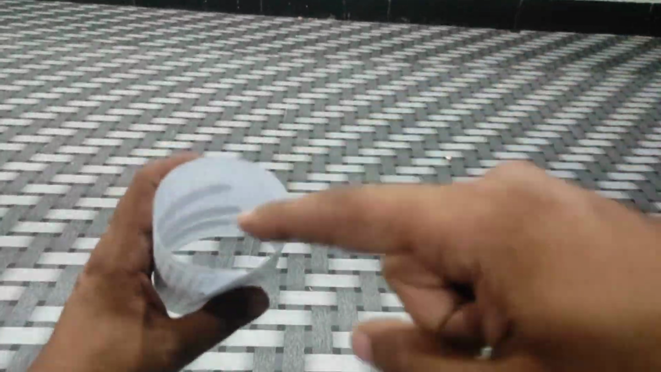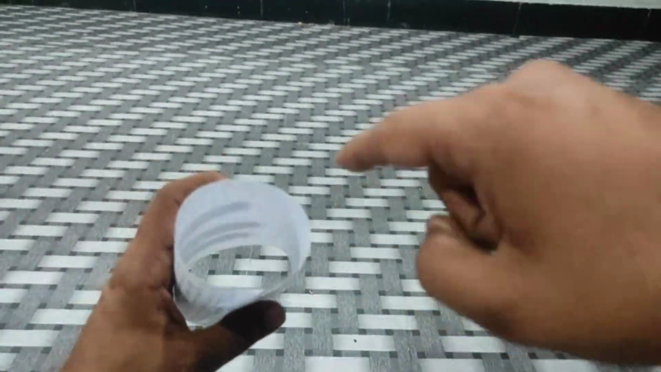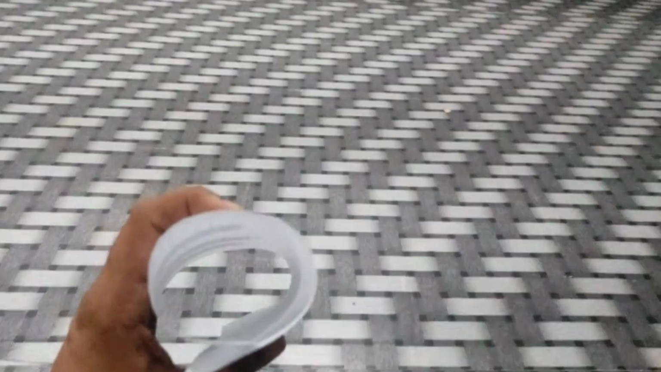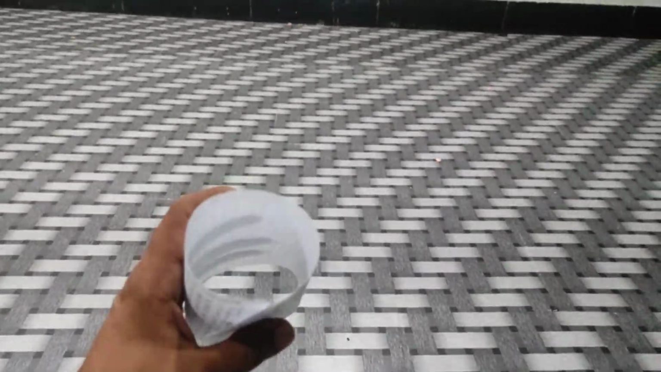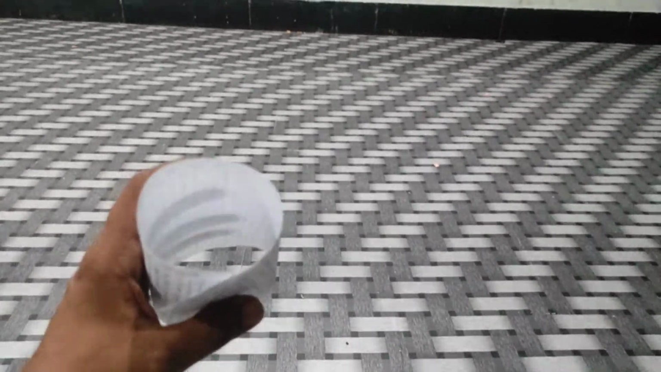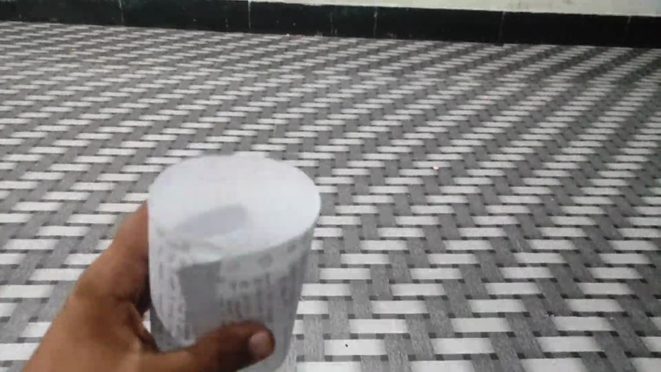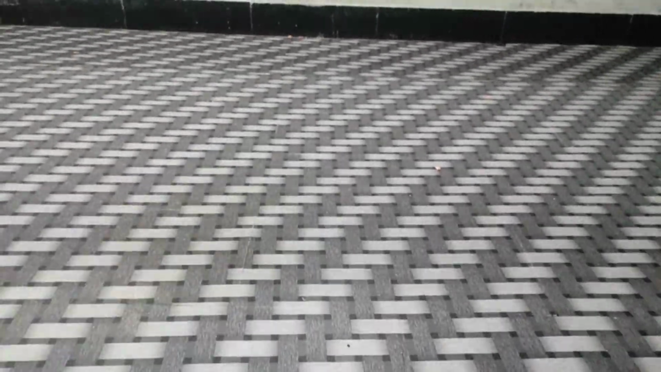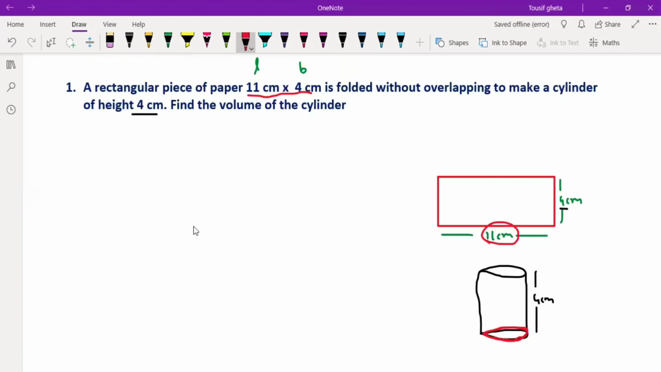That length I can consider as the circumference of the circle, or the perimeter of the circle. That's what we're going to consider to find the radius. Hopefully you have got it. The perimeter of the base of the cylinder has a formula to find the radius. So let us begin.